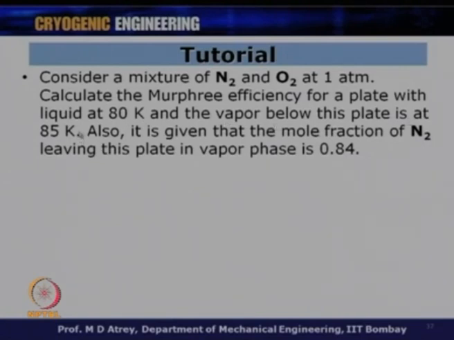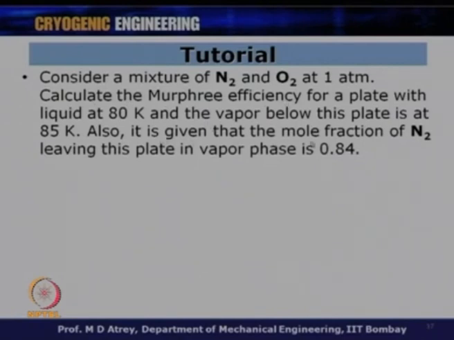So, what is happening? The vapor is entering the plate at 85 Kelvin, and the liquid above it has a temperature of 80 Kelvin. There will be heat transfer between this vapor and the liquid, and ultimately the vapor will leave at a temperature somewhere between 80 and 85 Kelvin, depending on the heat and mass transfer between the vapor and the liquid. So, what we have to do is calculate the Murphy efficiency for this plate.